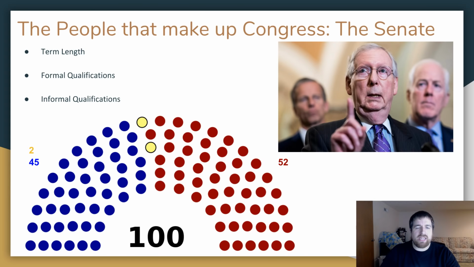Now, again, we can see this dotted makeup of the 100 members of the Senate. The Republicans currently hold the majority in the Senate with 52 seats. Democrats have 45, and then there are 2 yellow dots here. Those represent the 2 independents in the Senate. They both tend to caucus or vote with the Democrats, so we tend to count them along with the Democrats, even though they're technically not part of the party.